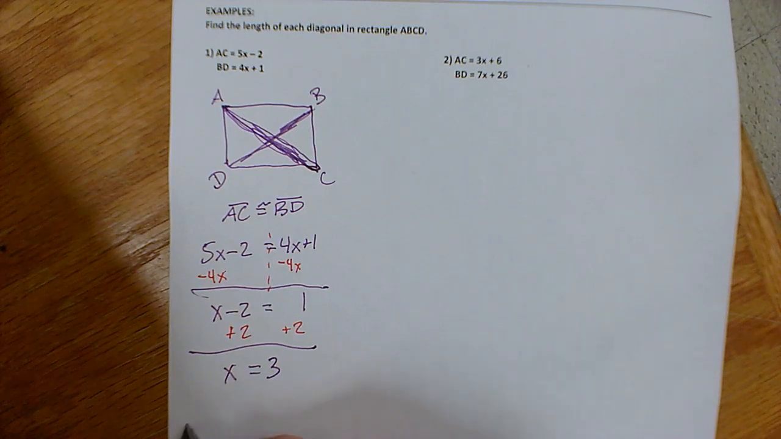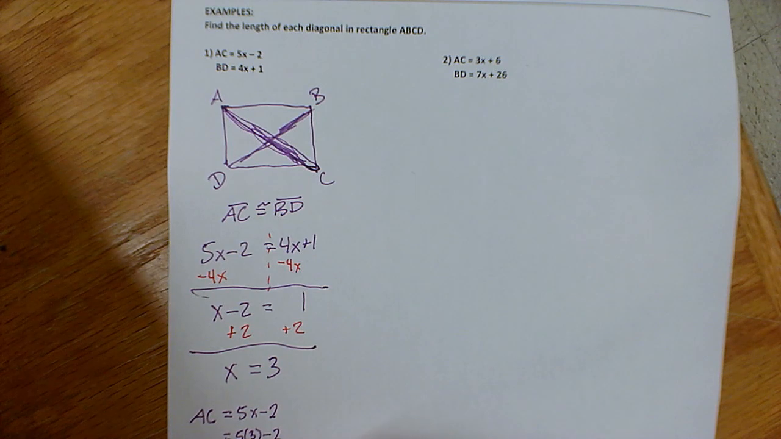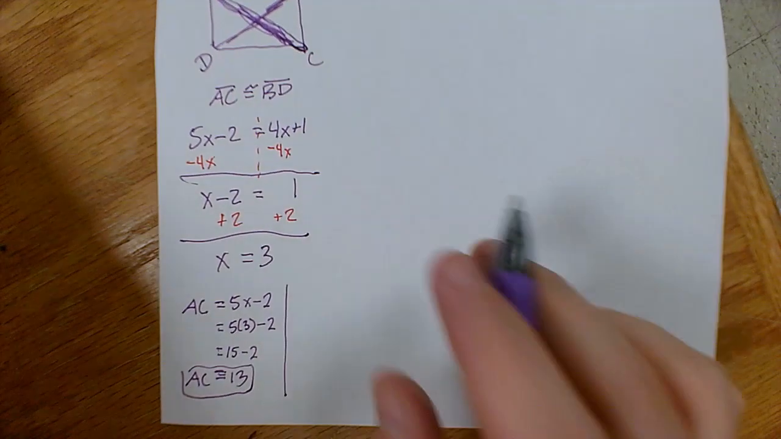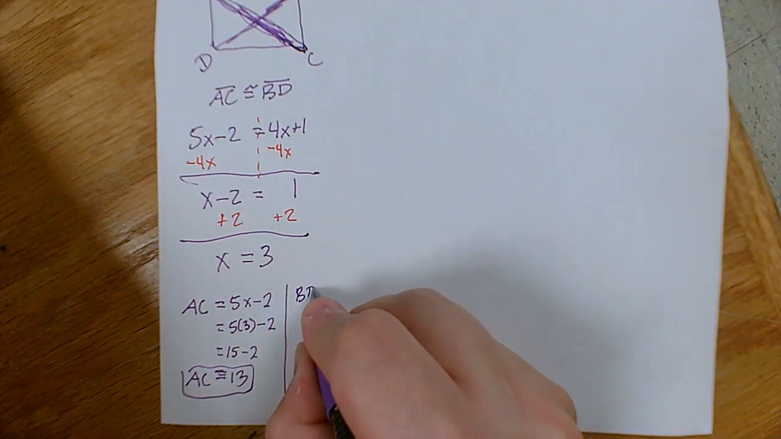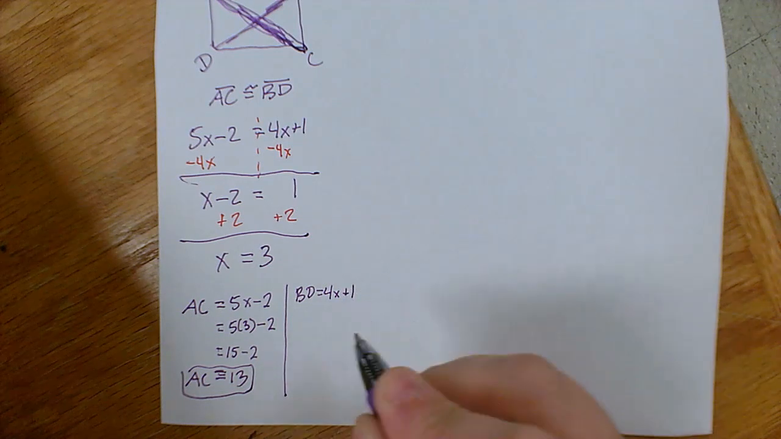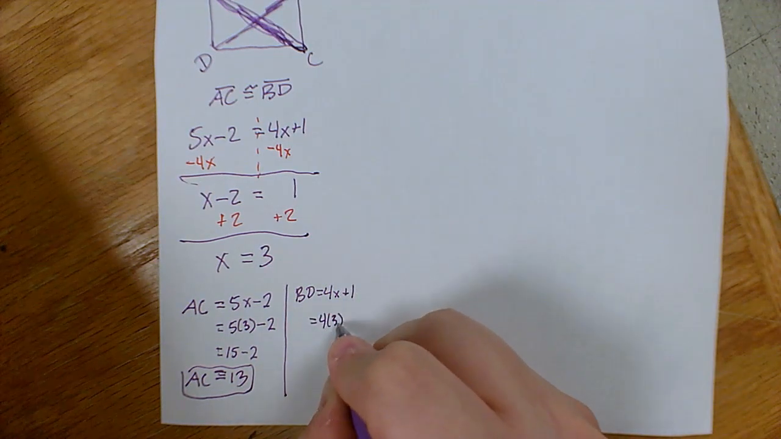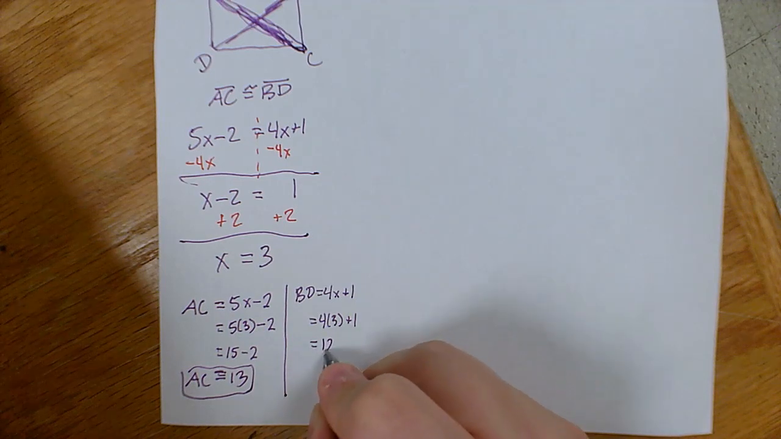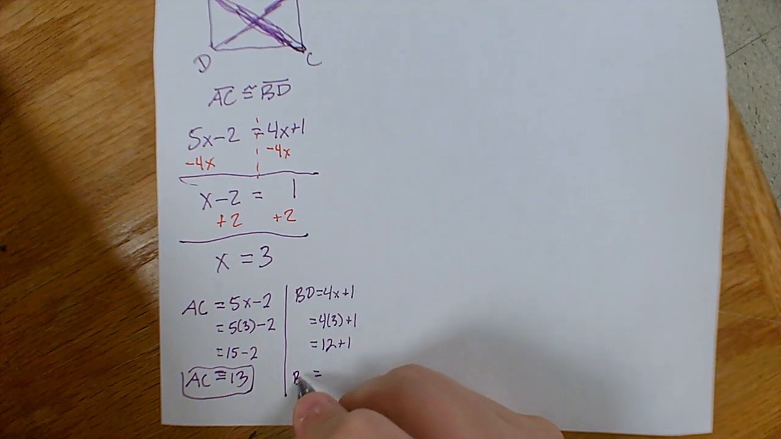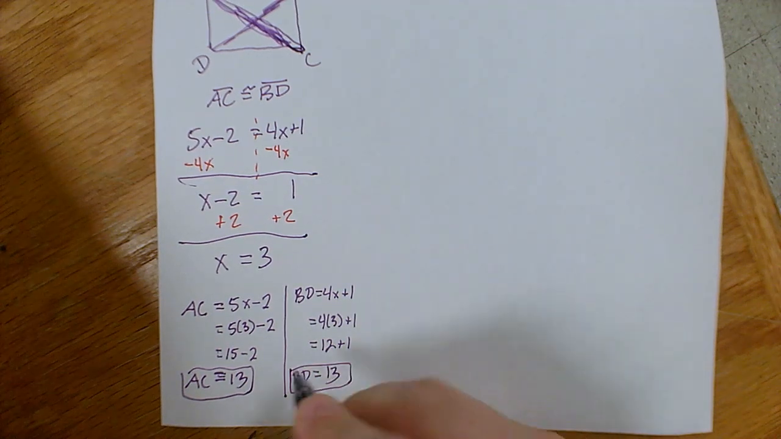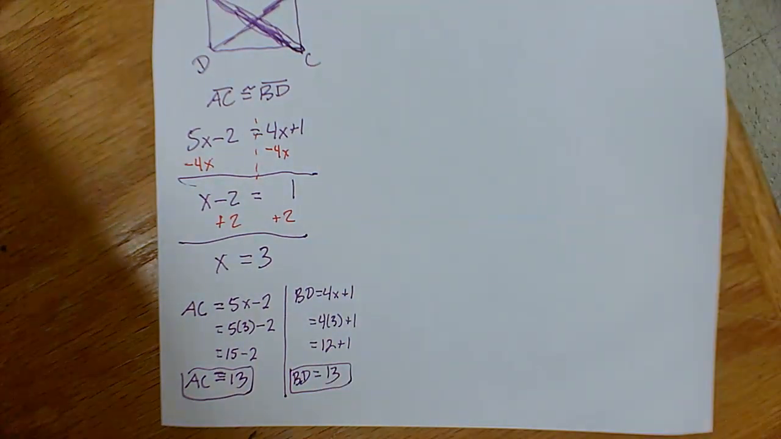So now that we have x is equal to 3, and we were told that AC is equal to 5x minus 2, we'll plug in the 3 for the x. So this would be 15 minus 2, so we know that AC is equal to 13. Well, I'm going to double check my answer, because if I did everything right, this should be the same. So BD is equal to 4x plus 1. So we will do 4 times 3 plus 1. That'd be 12 plus 1. So BD is equal to 13. And since these are the same, I did the question right, because it is a rectangle.